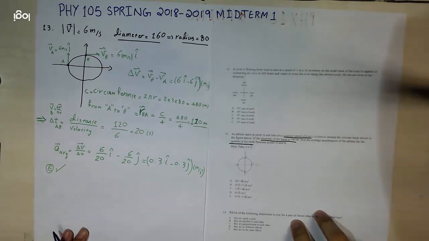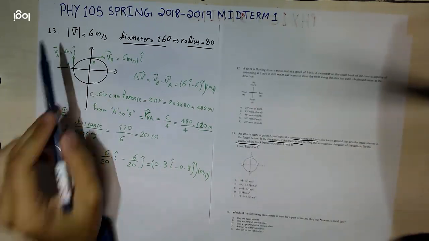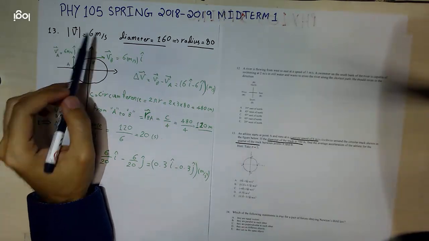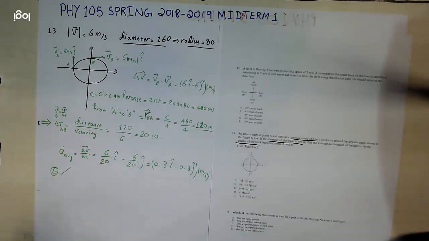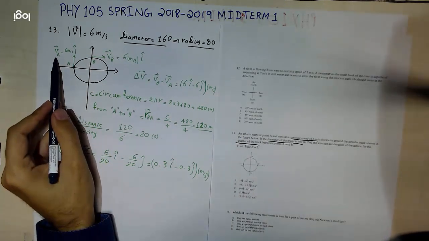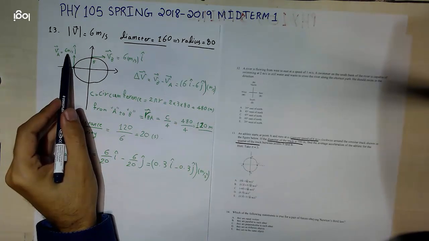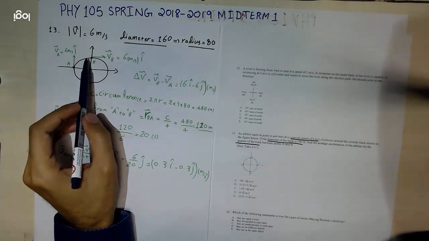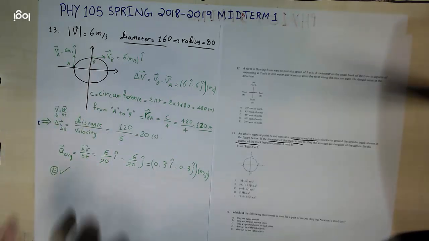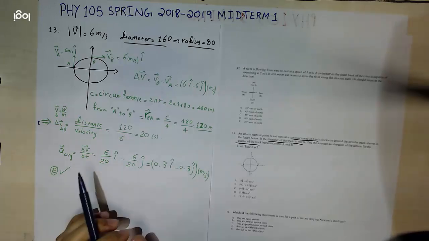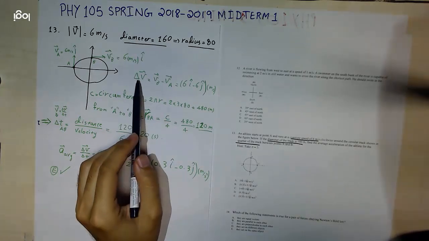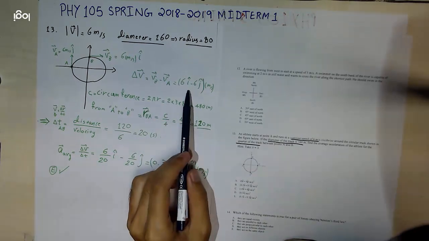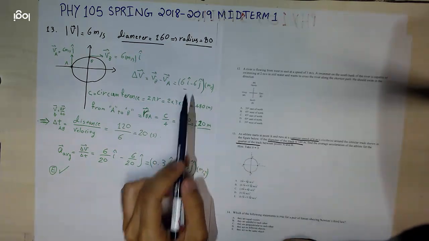Okay, let's write here the velocity, but be careful please that this is magnitude of velocity, 6 meters per second. For example, here VA is equal to 6 meters per second j hat, and here velocity B is equal to 6 meters per second i. So our delta V is equal to VB minus VA, which is equal to 6i minus 6j.